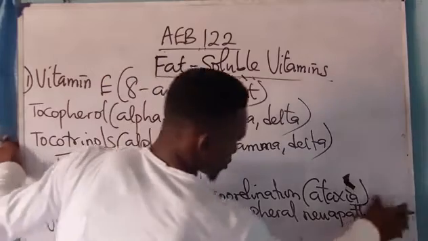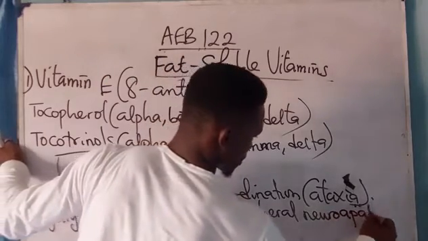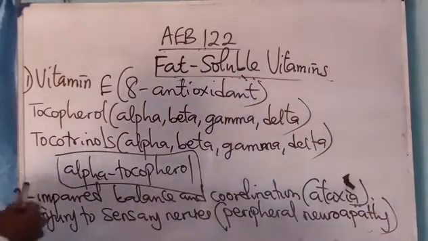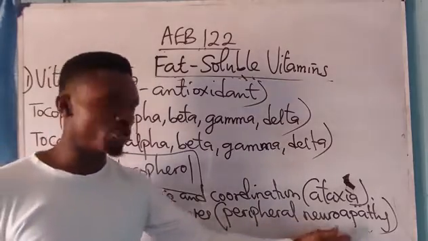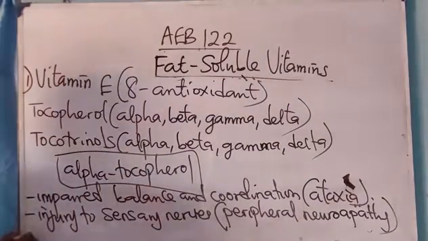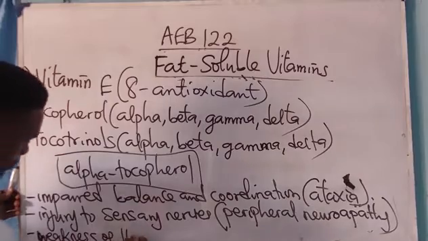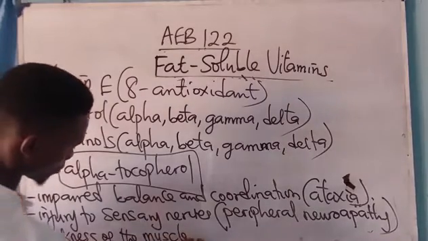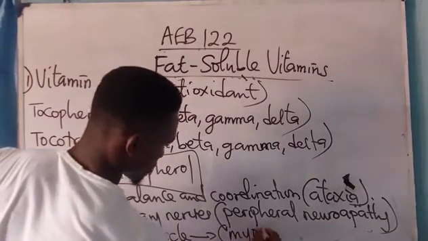Okay, neuropathy. An injury to the sensory nerves is called what? Peripheral neuropathy. Now, weakness of the muscle is called what? Myopathy.